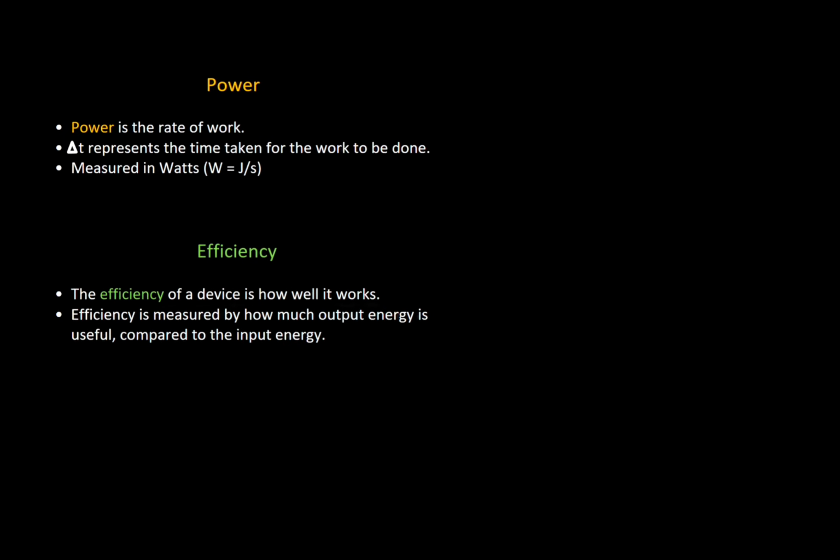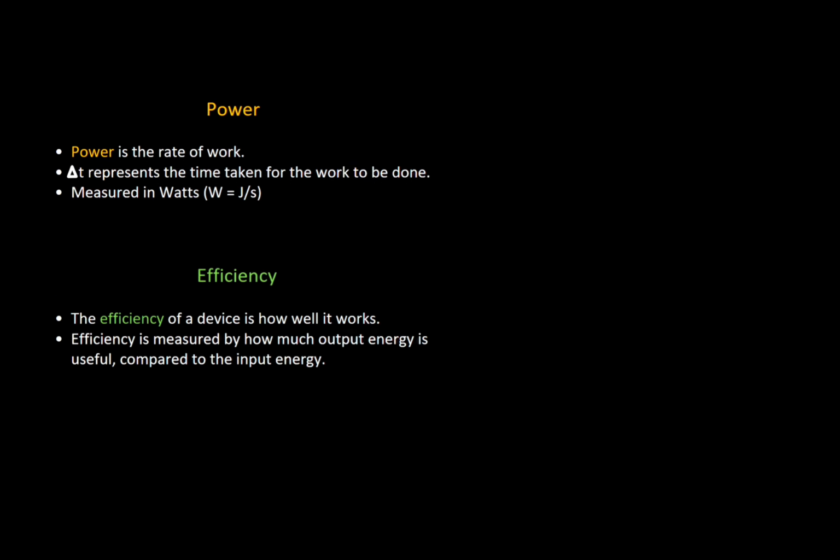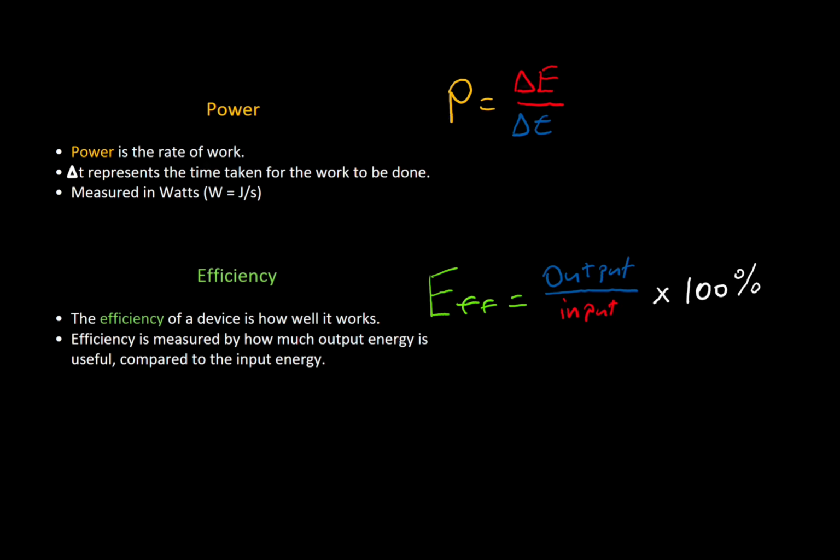Power is the rate of work, basically how much work is done in a certain amount of time. So the formula is P equals delta E divided by delta T. Delta T represents the time taken for work to be done. Power is measured in watts, which is joules divided by seconds. Next is efficiency. The efficiency of a device is how well it works. Efficiency is measured by how much output energy is useful compared to the input energy. So the formula for efficiency would be the output divided by the input multiplied by 100%, because this number would turn out to be a decimal, and we would rather see everything in a percentage. Efficiency can either be for power or for work.